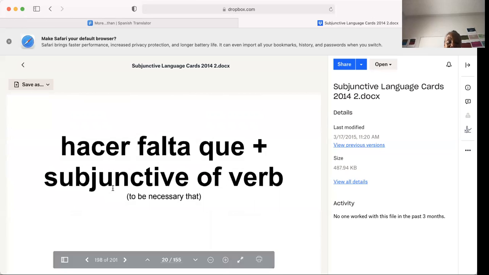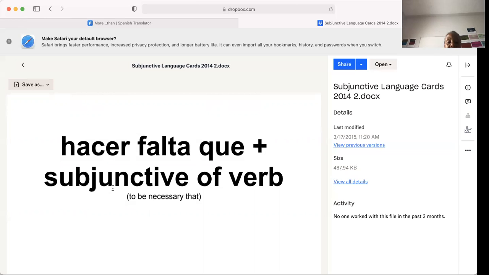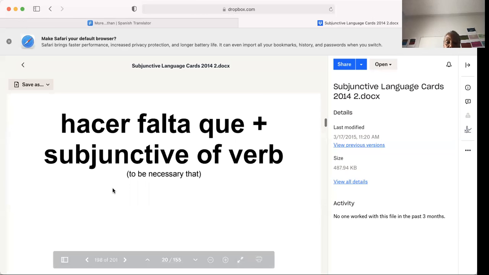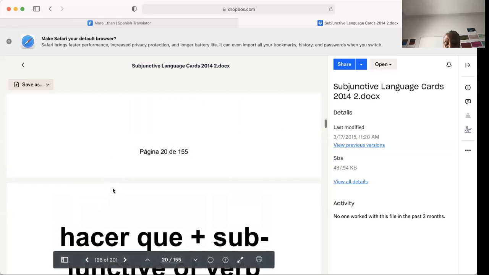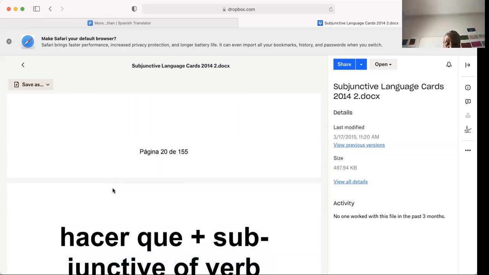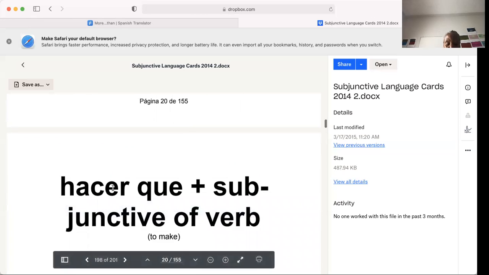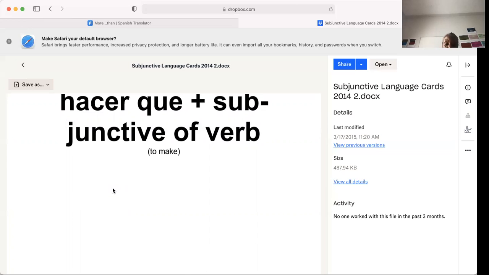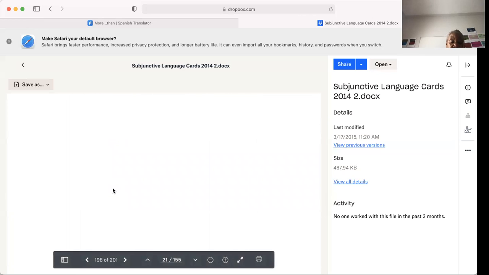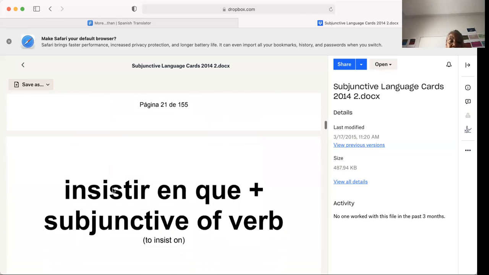Hacer falta que, to be necessary, that. Hacer falta is the verb, hacer falta. Okay, you know what? This is going a little bit longer than I would like. And look at all those pages. But I think I'm going to try to do as many of these cards as possible. Hacer que, to make someone do something. That kind of make, not make as if to create. Let me do about 3 or 4 more, and then I'm going to do another set of cards. You know what? I'll do it to page 25.